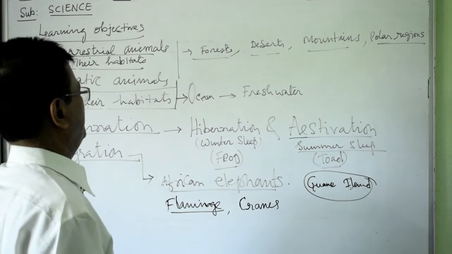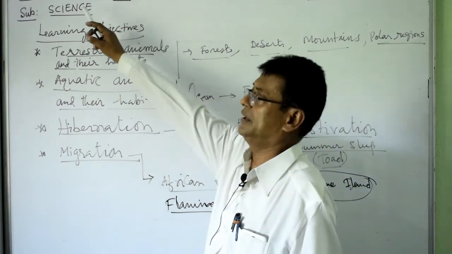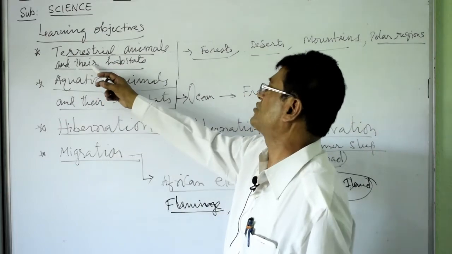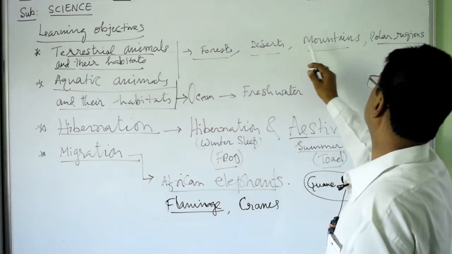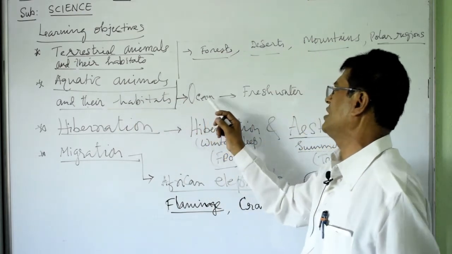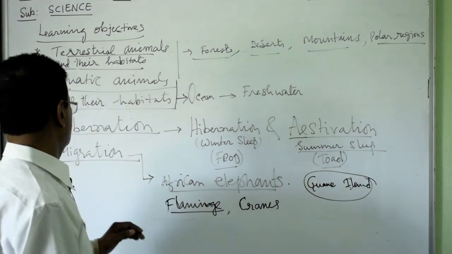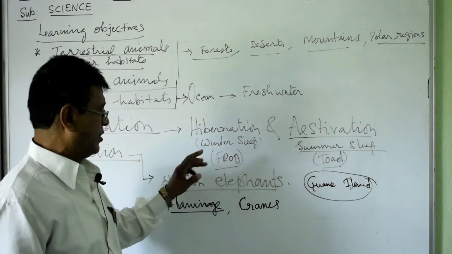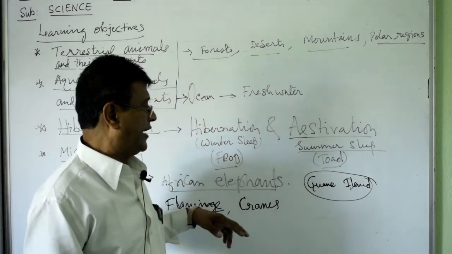Right now we have a review for the chapter. What we have studied is the habitats of animals, and your learning objectives are the terrestrial animals and their habitats. In terrestrial habitats, we have the forest, desert, mountain, and polar region. And in aquatic animals and their habitats, we have the ocean and freshwater habitats. Then we have two very special characteristics of animals. One is hibernation, the long winter sleep, with the frog as an example. And the other is aestivation, the long summer sleep, which the toad does.